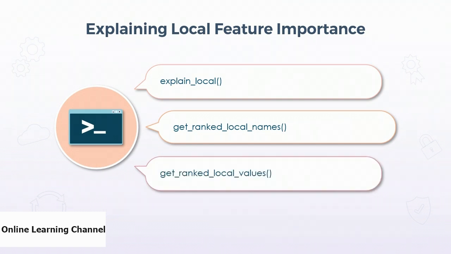In addition to the getRankedLocalNames method, you can also call the getRankedLocalValues method. And this method also returns a dictionary of local importance information, except that instead of listing the feature names, it returns the feature importance rankings themselves. And they'll be in the same order as the names method. So often you'll find yourself using both of these methods.